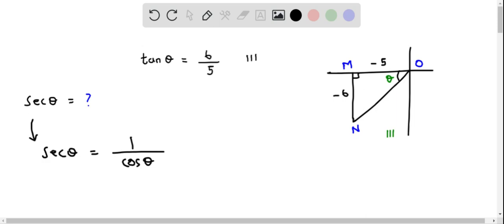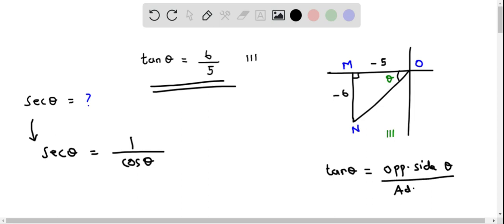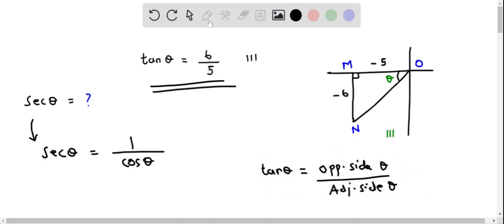So I have constructed this right triangle in quadrant 3, and using this tangent theta, that is tangent theta equals opposite side to theta over adjacent side to theta. So this is given as 6 over 5, and this means opposite side to theta is 6. So I have marked this as negative 6, and adjacent side to theta is 5. So I have marked the adjacent side to theta as negative 5.